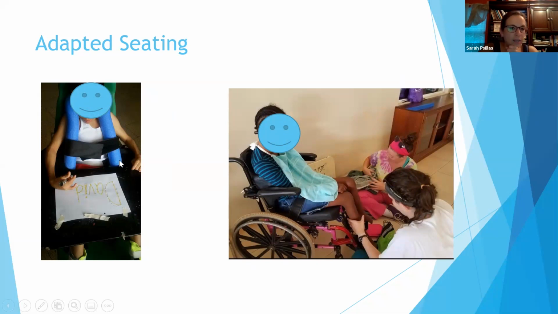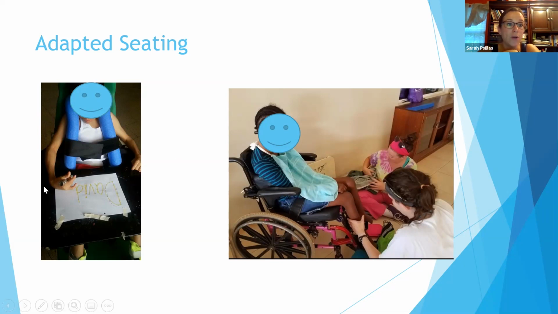So this little boy on the left, he has a seating system, but he was falling out of it. And so they took these two pool noodles and they wrapped them. You can't see it behind his head because I had to blur out his face. But they wrapped it around, and then they put a Velcro strap around to hold him upright.